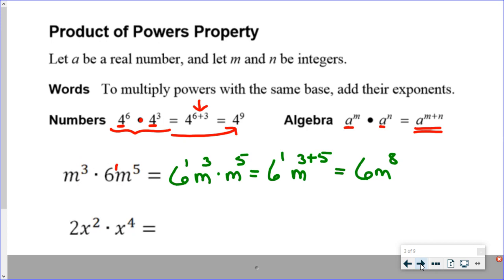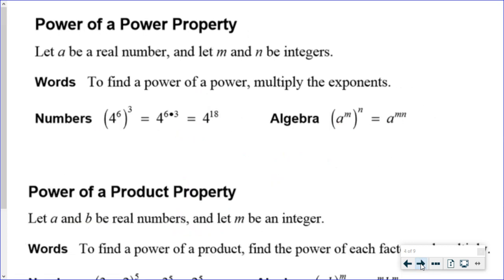Now this one's kind of the same thing if you need to put it there. That would be like saying 2 to the power of 1 times x to the power of 2 times x to the power of 4. So that would be 2x to the power of 2 plus 4 is 6. Now if there were x's and y's, no, we don't add exponents. Only when the base is the same.